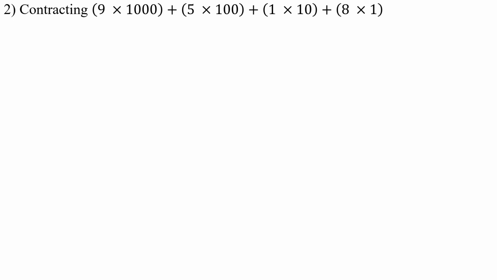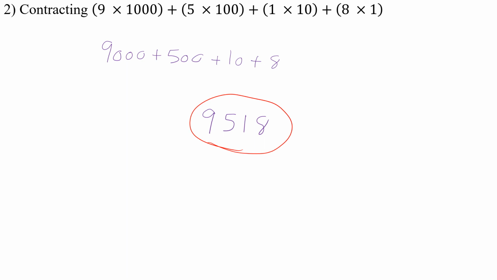And this one is pretty straightforward. So we have 1,000. Let me see what color. Let's go with purple. So we have 9,000 here because it's 9 times 1,000. So that's 9,000 plus 500, yes, 5 times 100 is 500, plus 10 plus 8. This one is pretty straightforward. So 9,000 plus 500 is 9,500, plus 10 is 9,510, plus 8 is 9,518. So our final answer here is supposed to be 9,518. That is what we would get after we expand that expanded number at the top there.